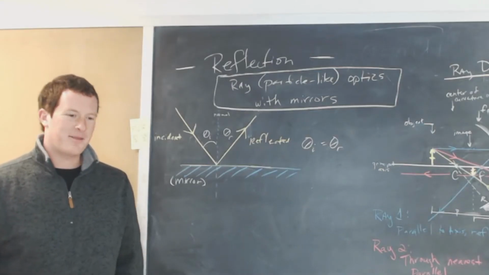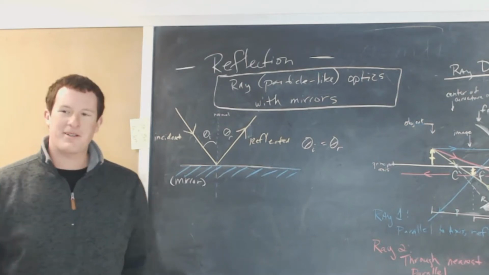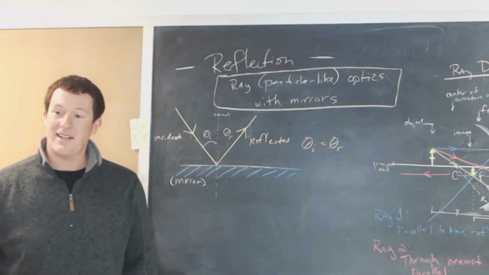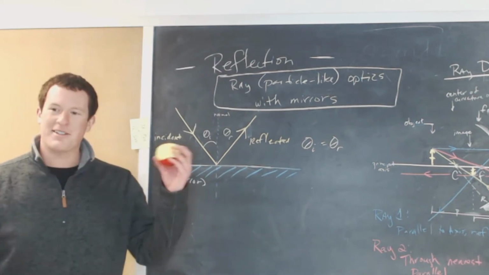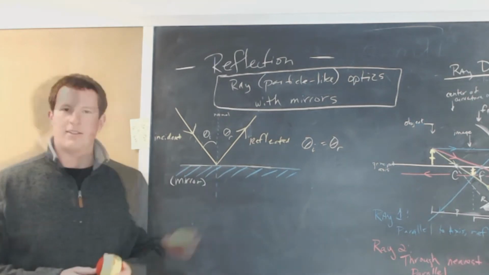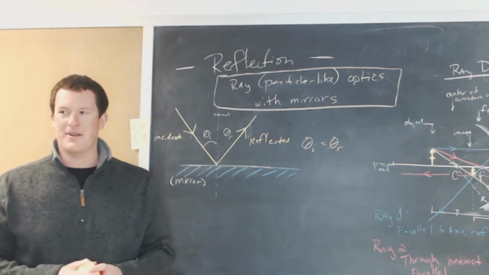Okay, so I'm going to be talking a little bit about the theory behind reflection. And for this particular experiment, we're going to be focusing on the particle-like nature of light. And I just so happen to have a ball to help visualize what's going on here. So the particle of light is going to follow all the basic laws of momentum that you've already learned.